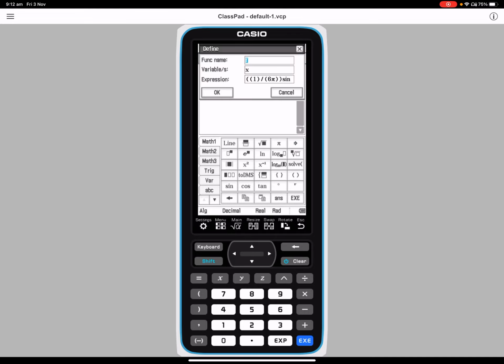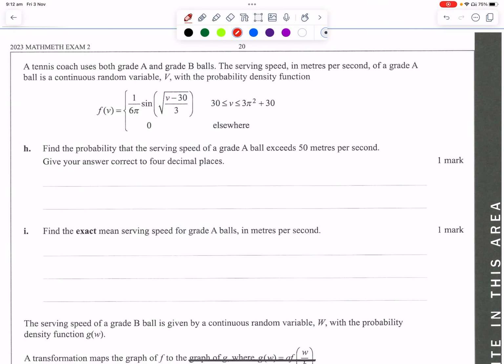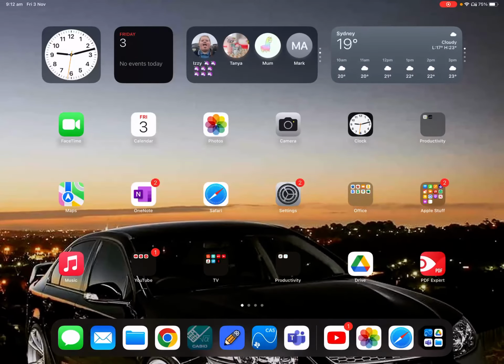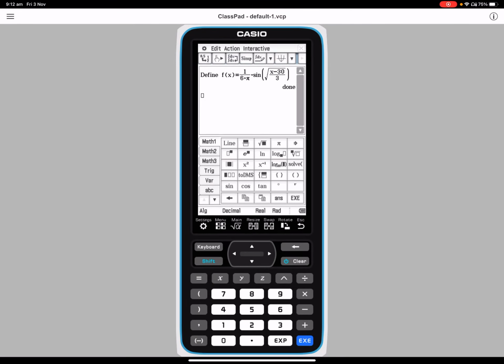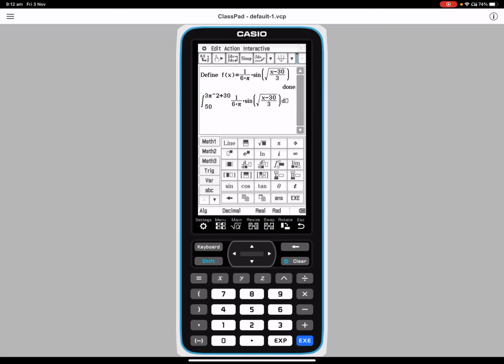Let's define it as f of x. Okay, so 50 meters per second. So we want to go from 50 to 3 pi plus 30. What did I say? 3 pi, was it squared? Plus 30. Yep. dx.